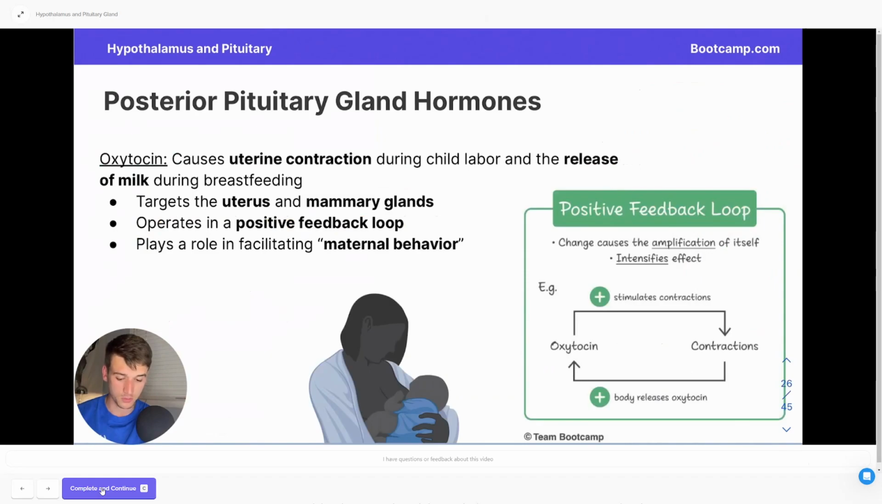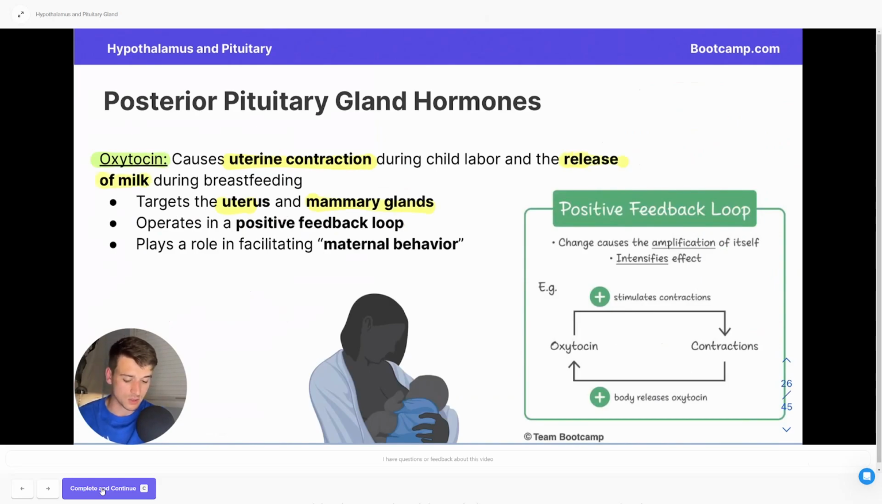Next, we have the hormone oxytocin. There are two main functions that we should talk about. First of all, it's going to target the uterus to stimulate uterine contractions during child labor. Next, oxytocin is also going to target the mammary glands separately from the uterus, stimulating the release of milk during breastfeeding.